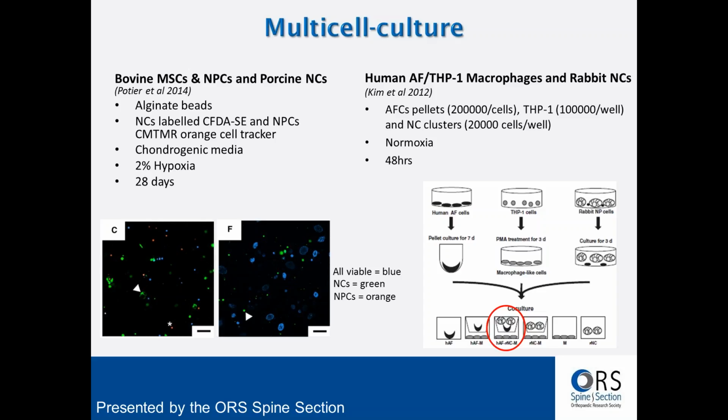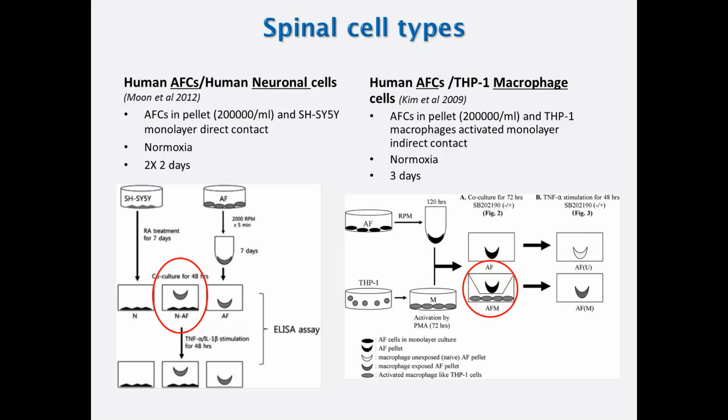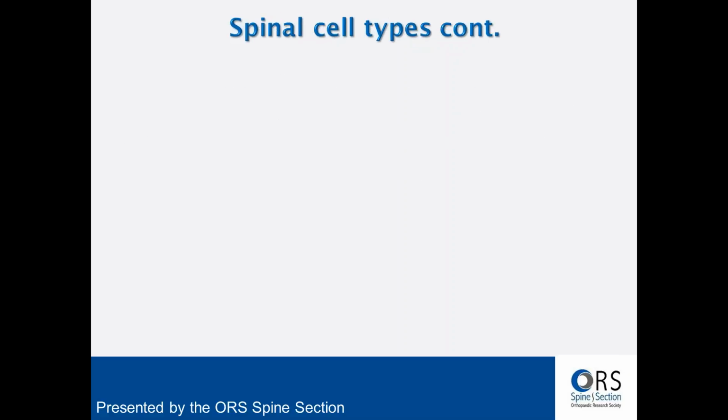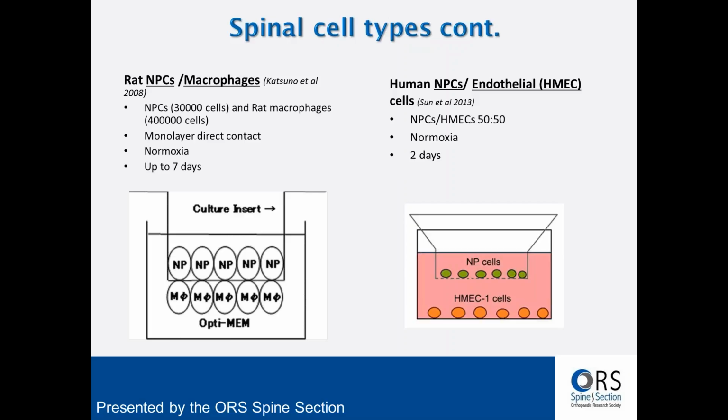So human AF cells have been co-cultured with macrophages and rabbit notochordal cells in pellet culture, as shown here in the figure below. A number of different spinal cell types have been co-cultured together, which include human AF cells and human neuronal cells in pellet culture. You have human AF cells co-cultured with macrophages, and also NP cells co-cultured with macrophages and cultured with endothelial cells.